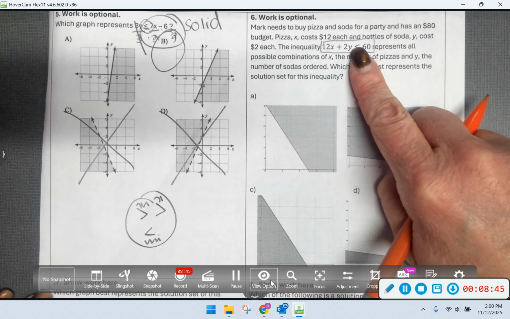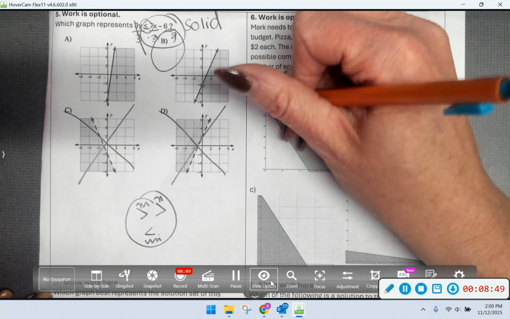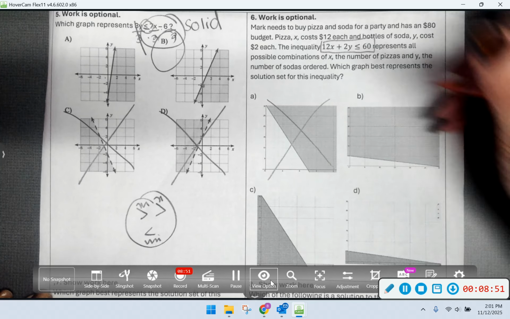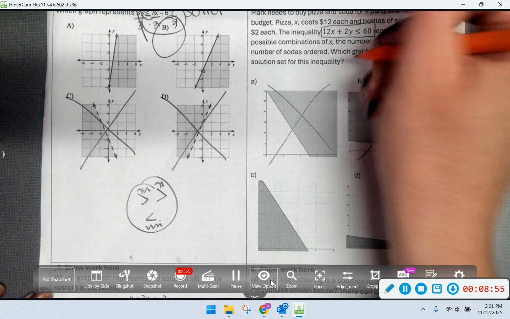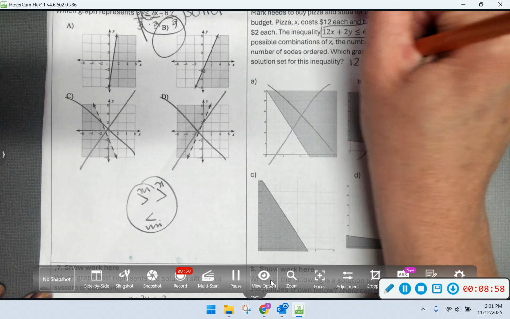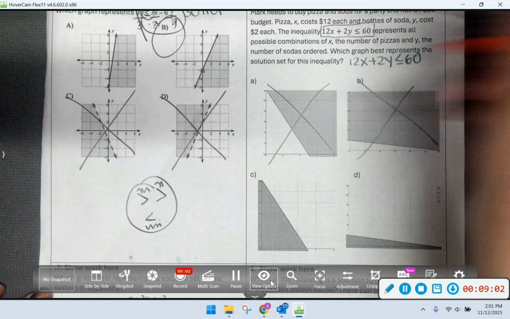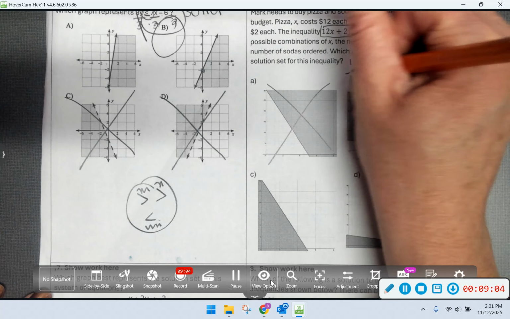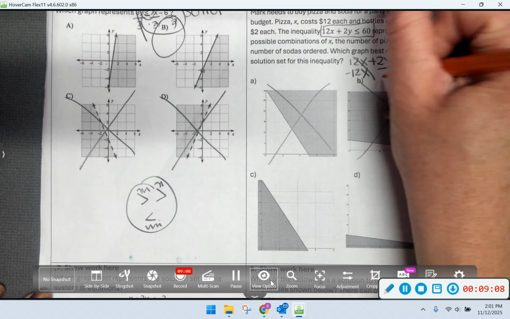So I'm going to look at this symbol and look at Slim Shady. All right, so it's less than, so I need to shade below. So I'm going to cross off A because that's above. I'm going to cross off B because it's above. So now it's between C and D. To figure that out, I'm going to solve for y. Move my x, then divide. So I'm going to move my 12x over to the other side. Then I'm going to divide everything by 2.